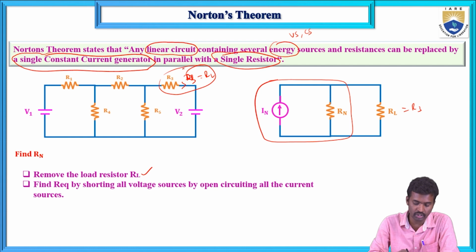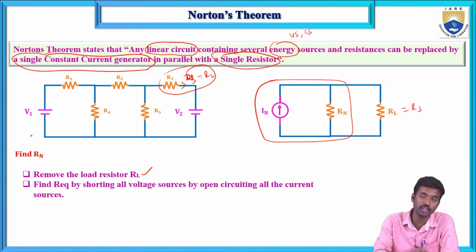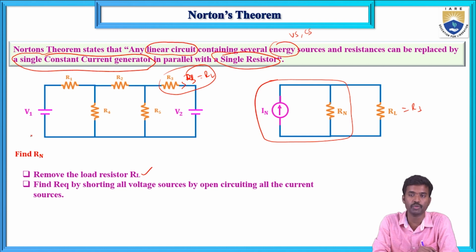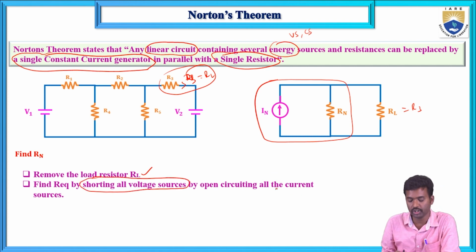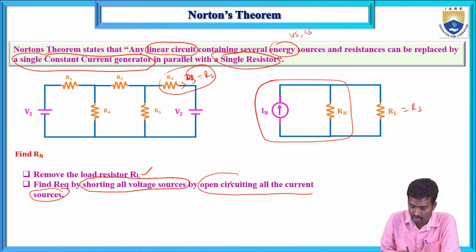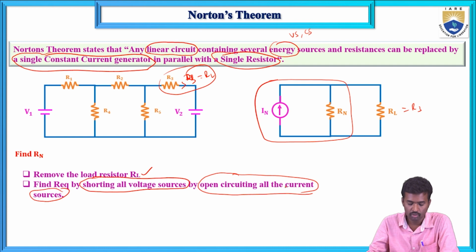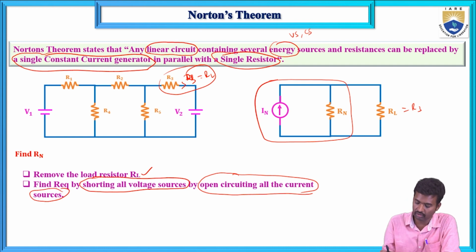First remove the load resistance from the given circuit. Voltage sources are replaced by short circuits, and any current source present in the network is replaced by an open circuit. That is, short all the voltage sources and open all the current sources, and calculate the R equivalent. That R equivalent is known as RN.